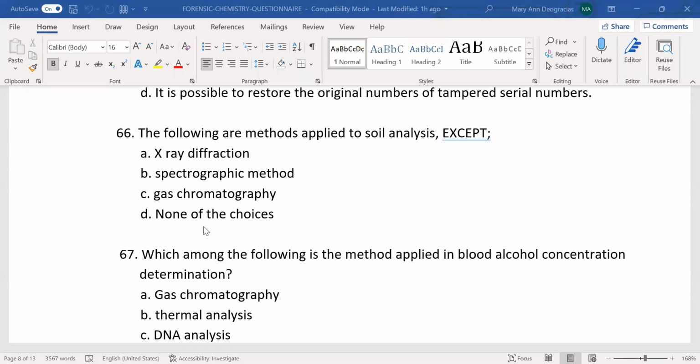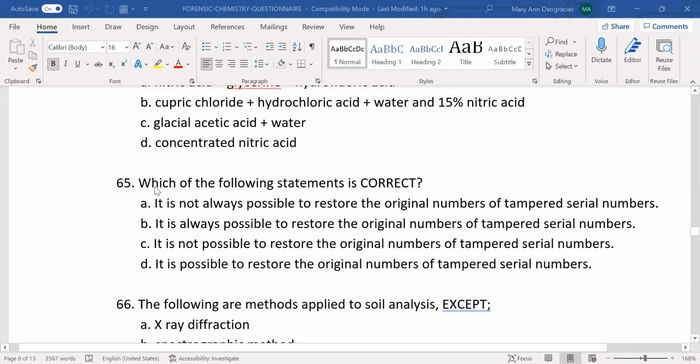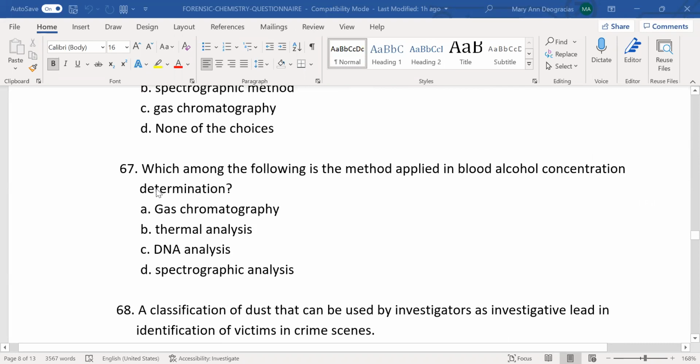Okay, 67. 64. Okay, wait lang. 64, letter B, bravo. Okay, next, saan na tayo?